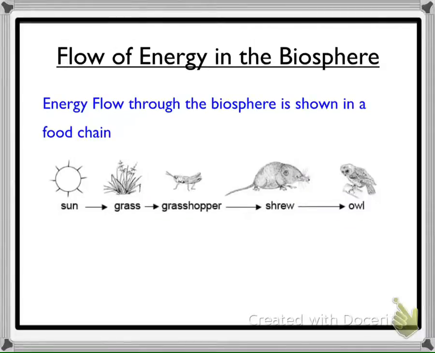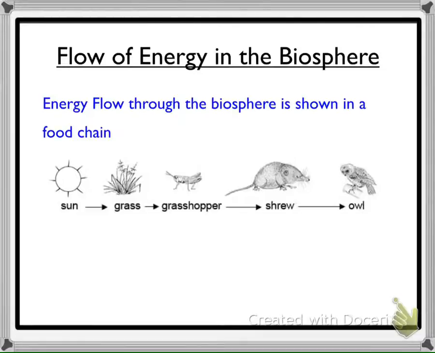So let's look at one of the ways that we can represent or chart energy flow through the biosphere, and that's through this tool called a food chain. So a food chain is going to show us basically the order of organisms that energy is transferred through as it moves through the biosphere. And in this particular food chain, we see that energy starts by coming in through the sun. So we know that sun is going to provide almost all of the energy to the biosphere, disregarding chemosynthesis.